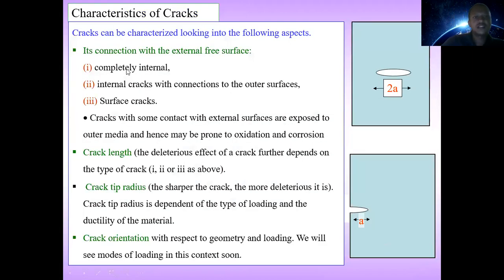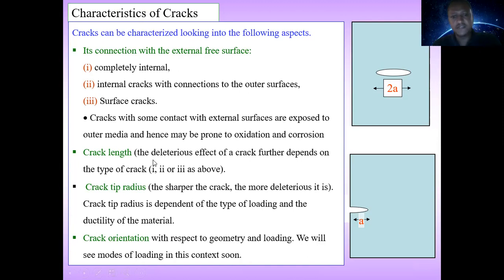Characteristics of a crack. Cracks can be characterized by looking into the following aspects. It connects with the external free surface, or is completely internal. Internal cracks, cracks which connect to the outer surface, and surface cracks. A crack with contact with the external surface is exposed to the outer media and hence may be prone to oxidation and corrosion.